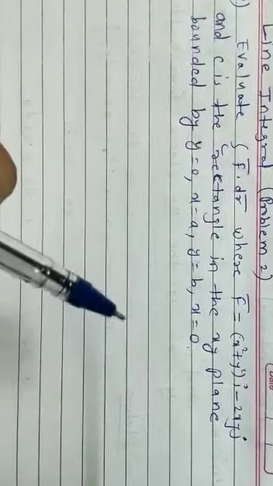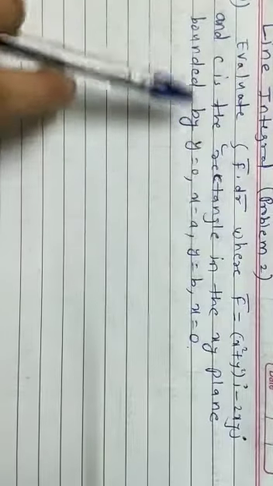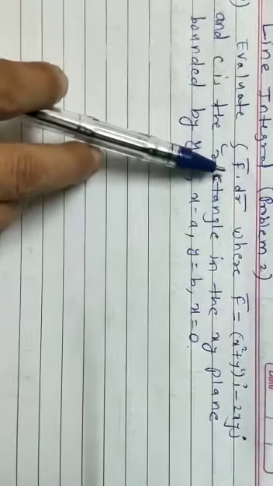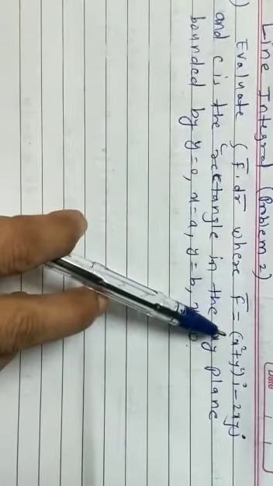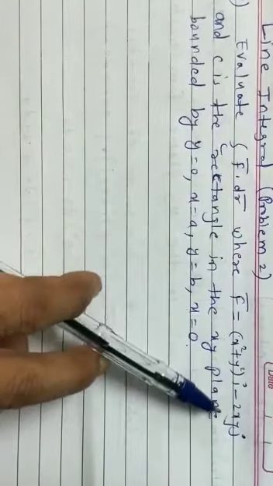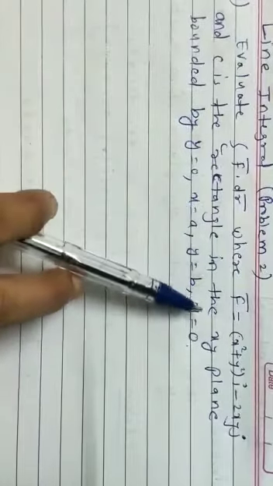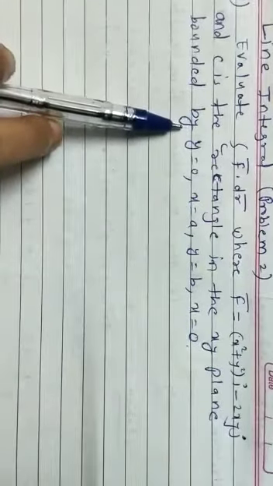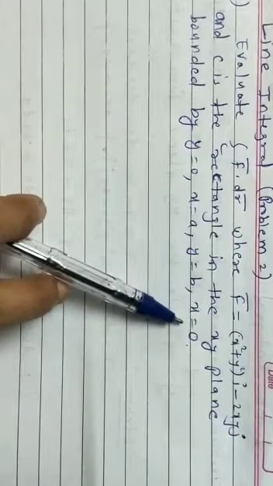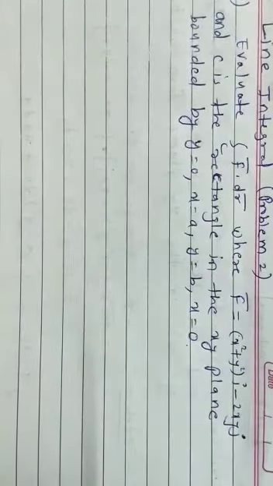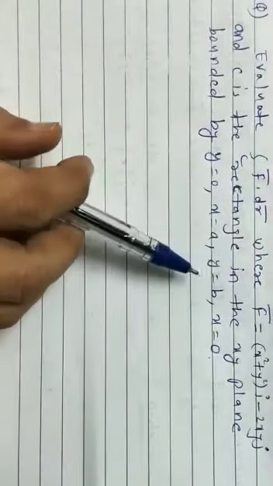Okay students, now let us solve the second problem of line integral. Evaluate the integral of f bar dot dr bar over the curve C, where f bar is equal to (x square plus y square) i minus 2xy j, and C is the rectangle in the xy plane bounded by y is equal to 0, x is equal to a, y is equal to b and x is equal to 0. So students, you are going to solve this line integral over this rectangle.